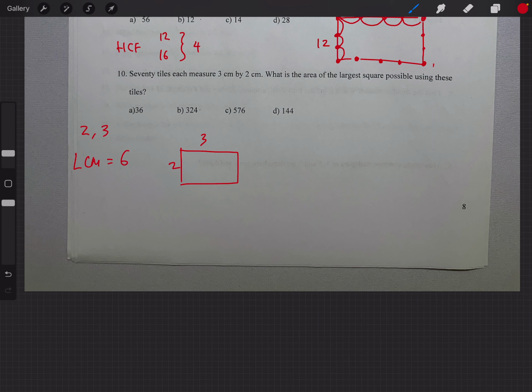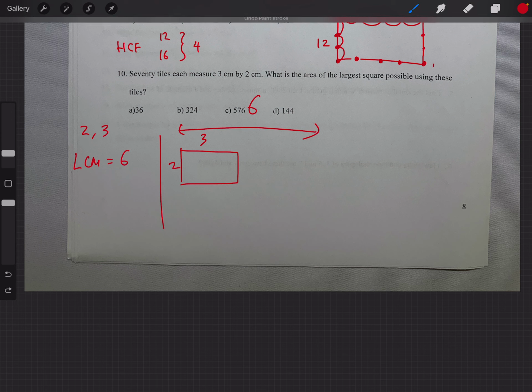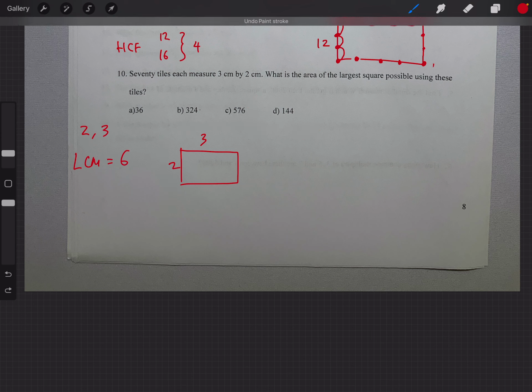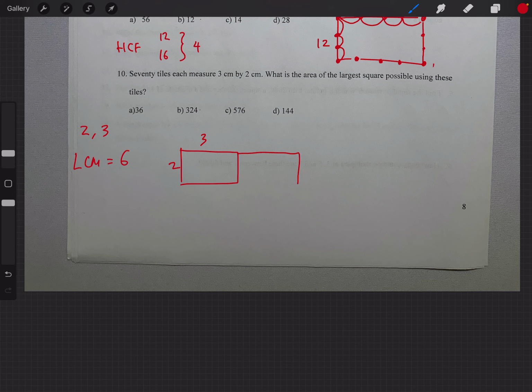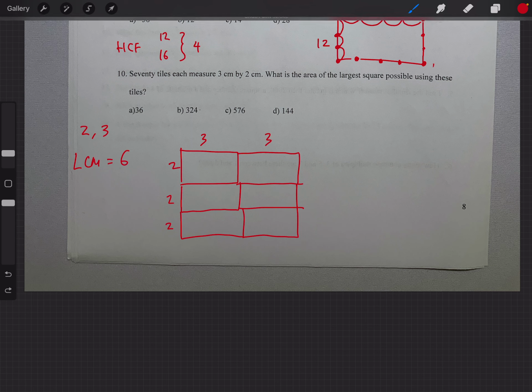That means that we want 6. So if I want to make a square, I need 6 here and I need 6 here. All right, so to make 6, I need 3 and 3. That makes 6. Now to make 6 on the other side, I need 2 here. That's 4, another 2 here, and that's 6. There we go, we have a square now. It's 6 long and 6 wide. Okay, so there's your first square.